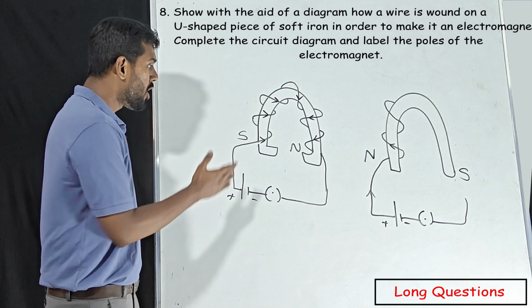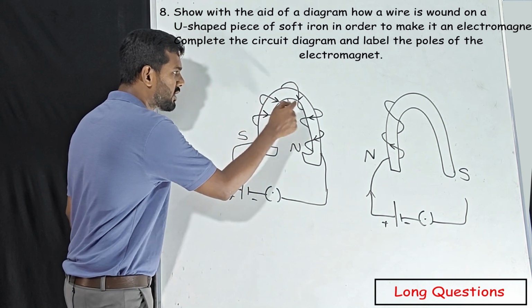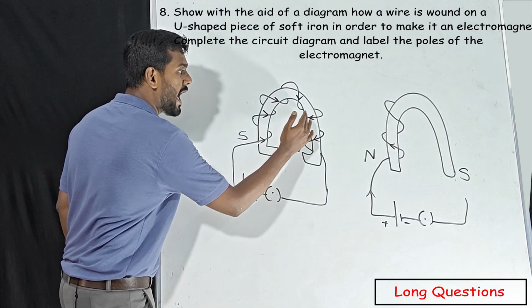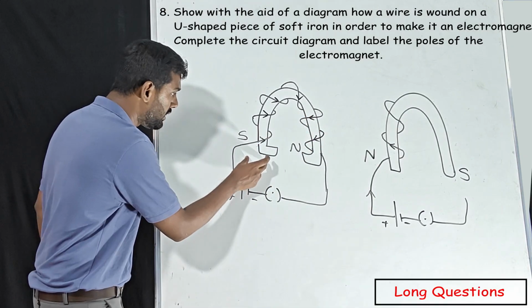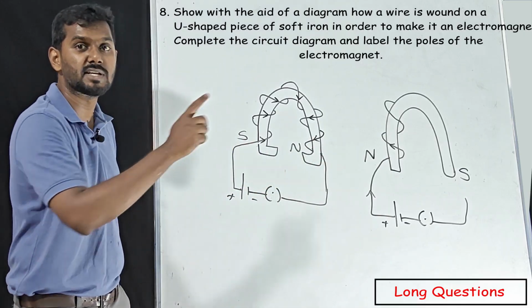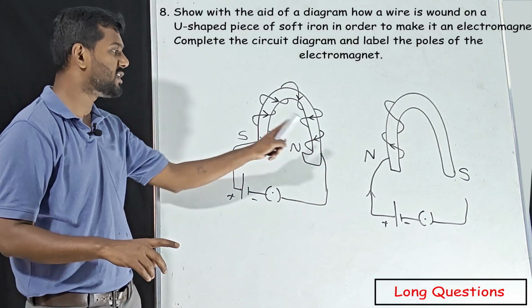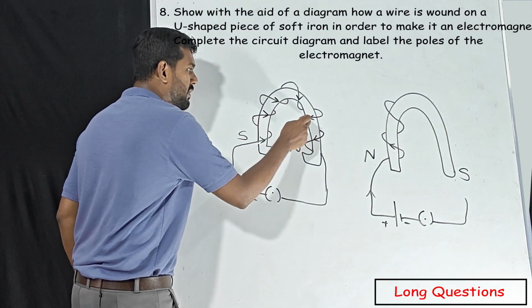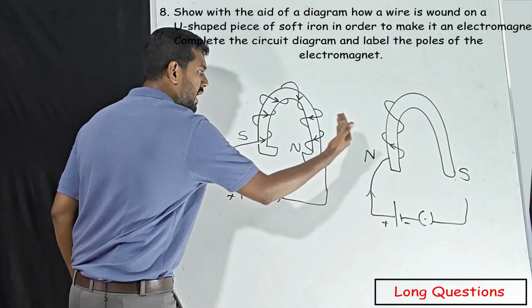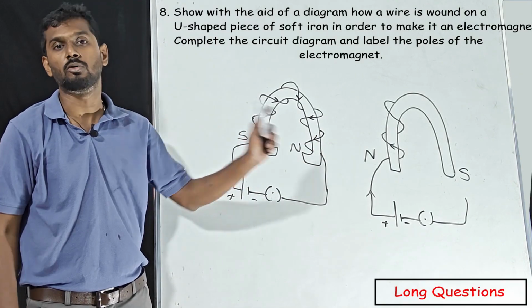In some of the diagrams, on both the sides the arrow, the current direction, will be towards right. That means here as well as here, both the sides it is providing clockwise. If the arrow marks are towards the right side, both the sides it will form clockwise, both the sides it will be south and south.